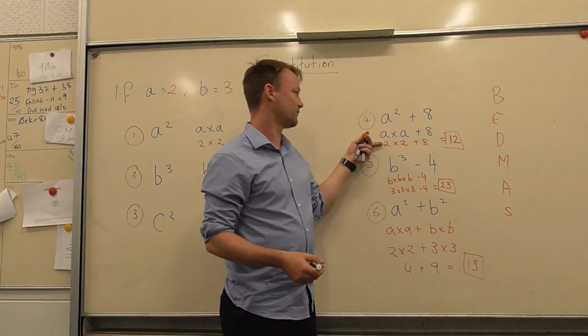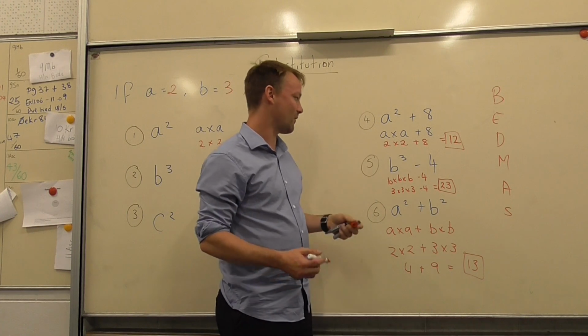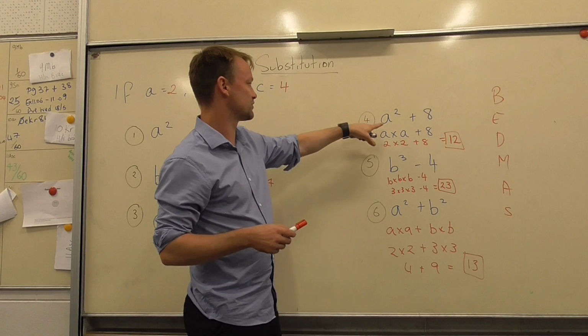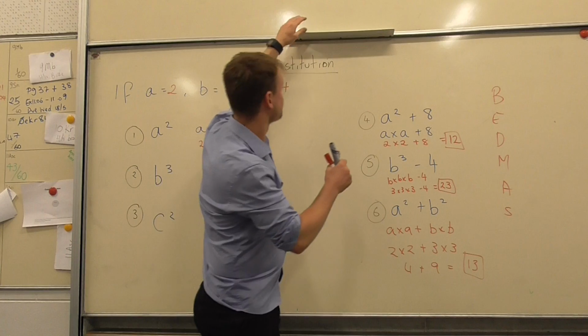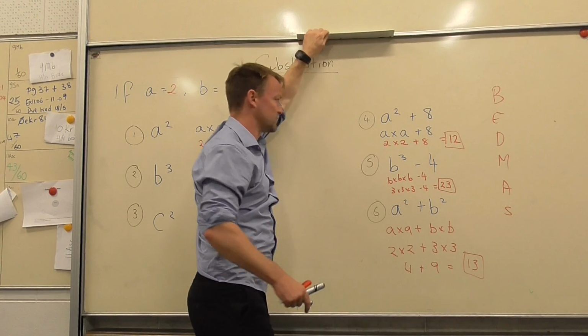Before you try and take any shortcuts with this, I'd recommend you write it out in full until you're confident with it. Once you're confident, you can then just go 2 squared is 4, plus 8, 12. Okay? I'm going to roll down for the merit. So this will be the achieved.